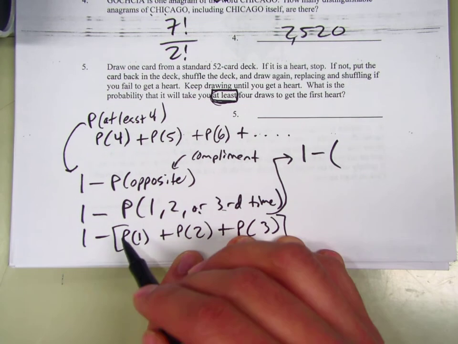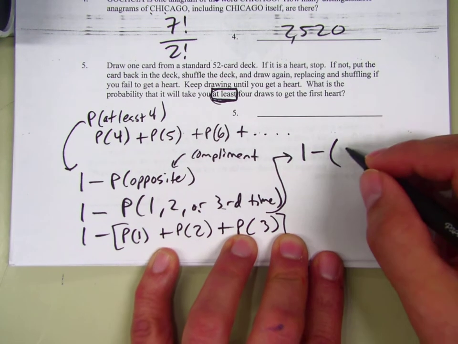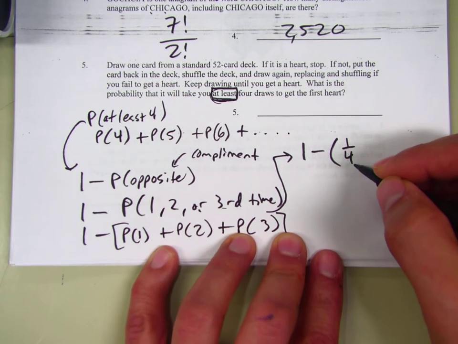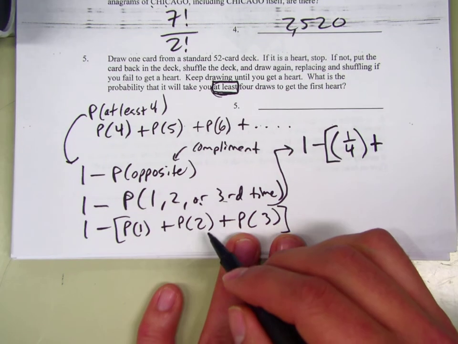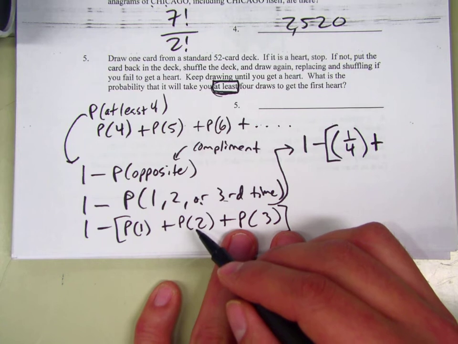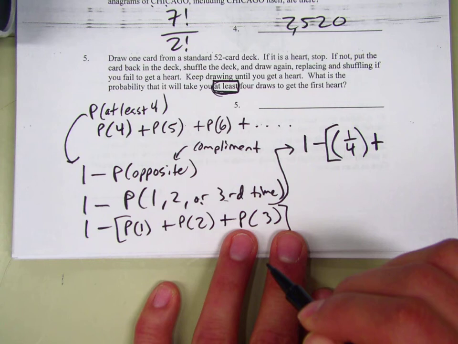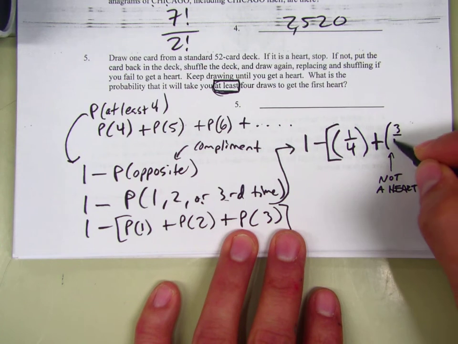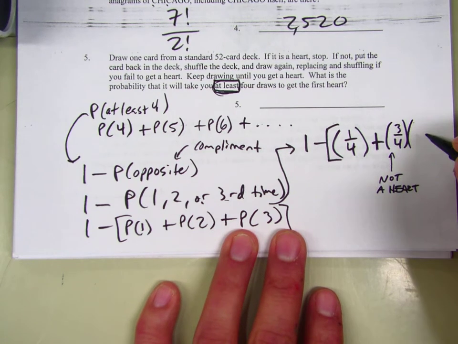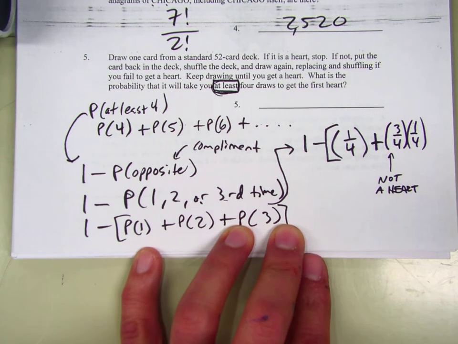So let's just start filling this in. What is the probability that on the first draw, I pick a heart? 1 out of 4, or 13 out of 52, but let's reduce it, right? So 1/4. Plus, let's go on to this one. If I'm drawing a second time, what does that mean happened on the first draw? I didn't get a heart, right? So this is not a heart. What's the probability for that? 3/4. But then on the second draw, you get a heart. Do you guys see where I'm getting those fractions from?